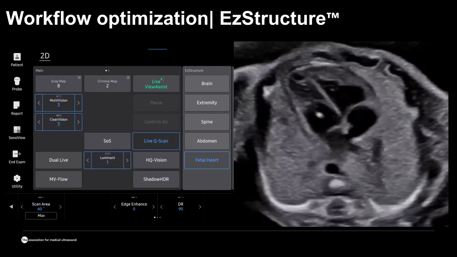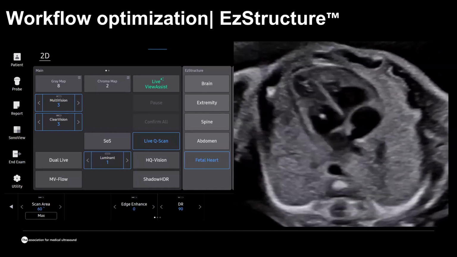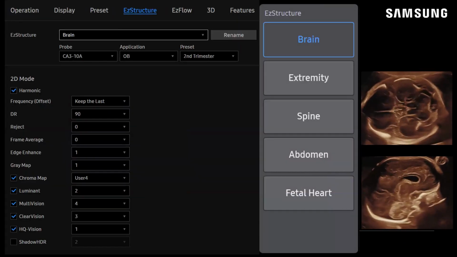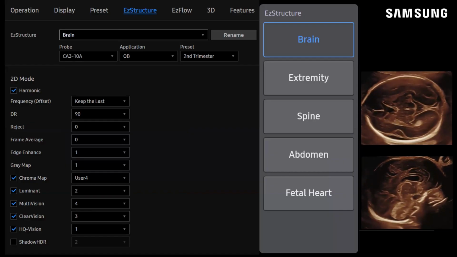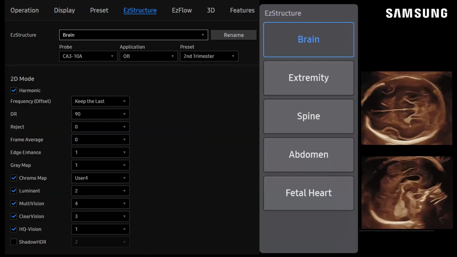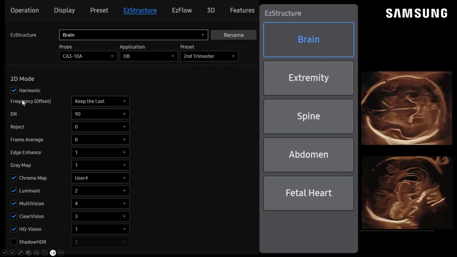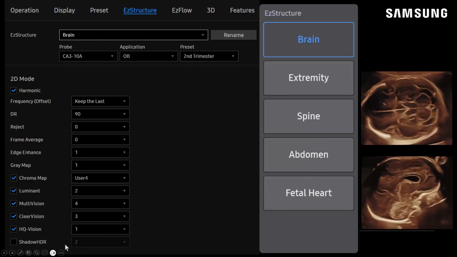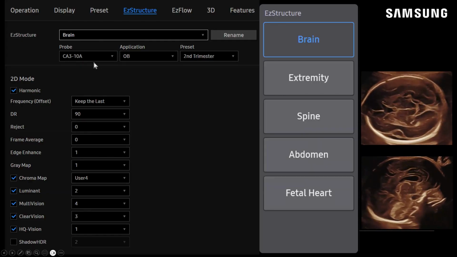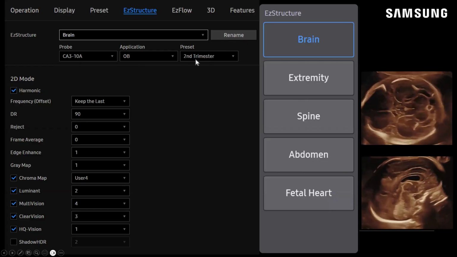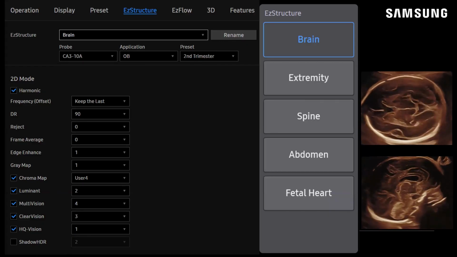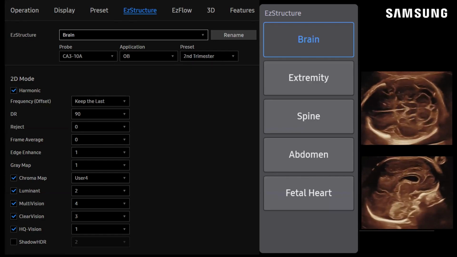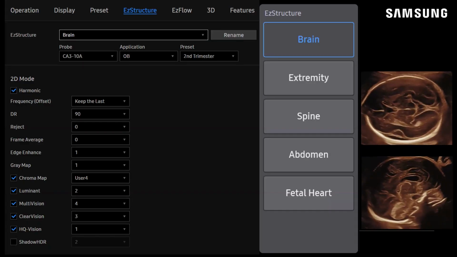So for example, I'm scanning this beautiful heart, but the baby just turned and showed me the brain. So I can actually activate the brain preset. And all of those presets are highly customizable. As you can see here, you can adjust all those parameters that improve the visualization in 2D, and they can be customized per probe, per application, and per preset. So basically, we never leave the second trimester preset or the third trimester preset. We're just tuning it a little bit more precisely depending on what organ we are looking at.